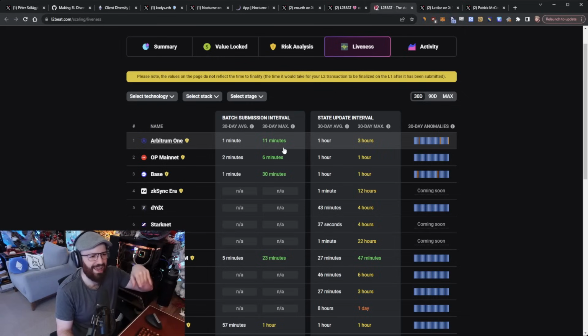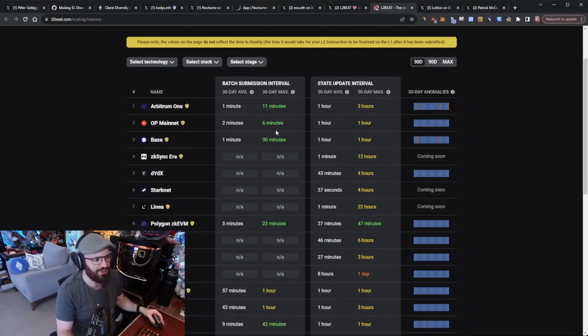That should actually go away mostly with EIP-4844 when they're using blob transactions instead of call data, because the blob transactions are going to be a separate fee market to call data, which is shared with the rest of the Ethereum L1 transactions. So that kind of spiking there should definitely go away.